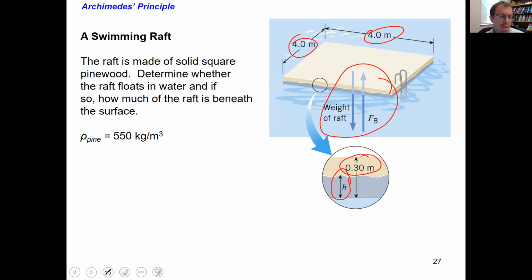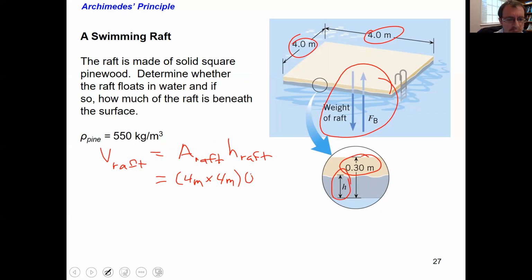All right. Let's get some volumes first. The volume of the raft is equal to the area of the raft times the height of the raft. This would be 4 meters times 4 meters times 0.3 meters. That would be the volume of my raft.